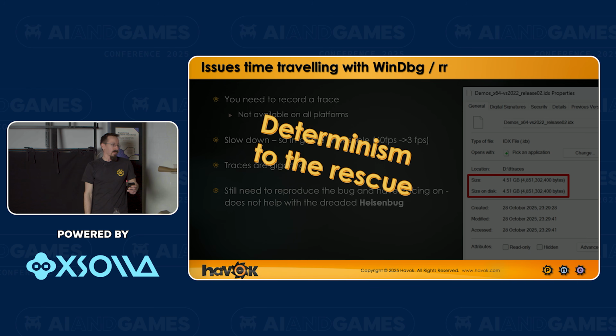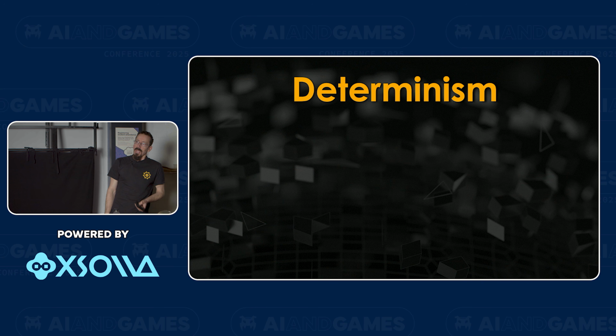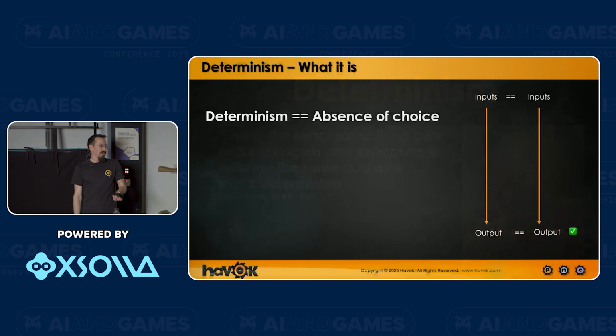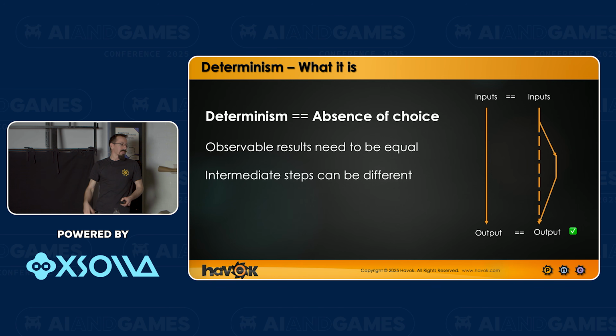Yeah. So determinism. Have I ever told you the definition of determinism? Well, determinism is doing the exact same thing over and over again, expecting the same outcome. This is the definition of determinism. Yeah. So determinism is the absence of choice, if you're really, really philosophical. So that means the same inputs give the same outputs.